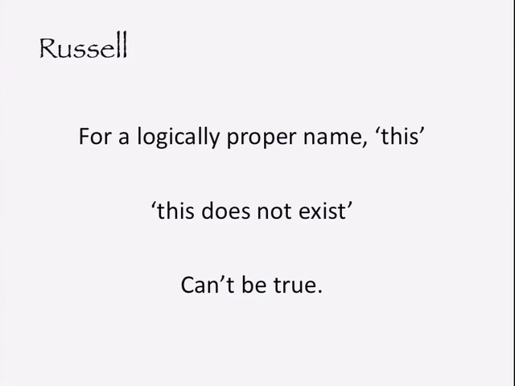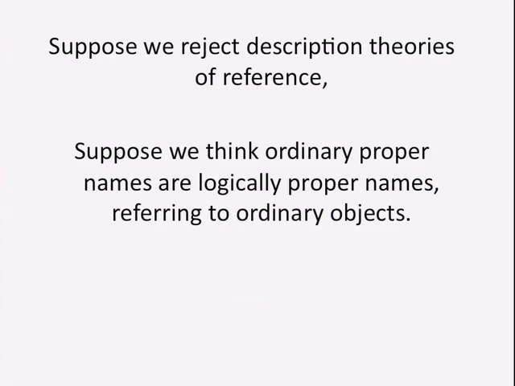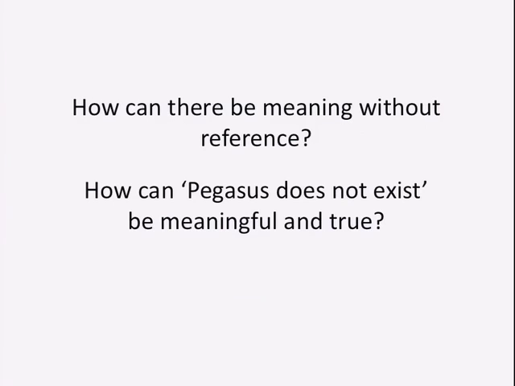But if you're not going to have a description theory of reference, and you're going to say that ordinary names are logically proper names, how could it be that a statement like Pegasus does not exist means something and is true? The only way Pegasus means something is by standing for an object. But then if Pegasus does not exist is true, it doesn't stand for an object, so it doesn't mean anything. But a remark like Pegasus does not exist is meaningful and true. If I say Sherlock Holmes does not exist, it is meaningful and true. But we just proved that they can't be meaningful and true.